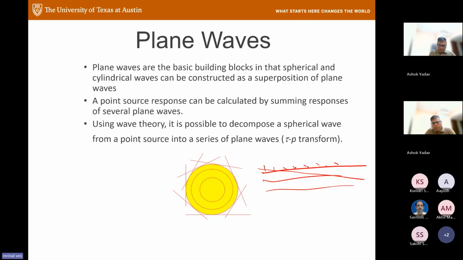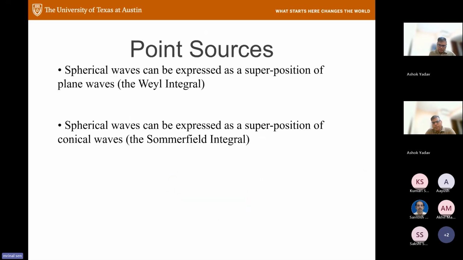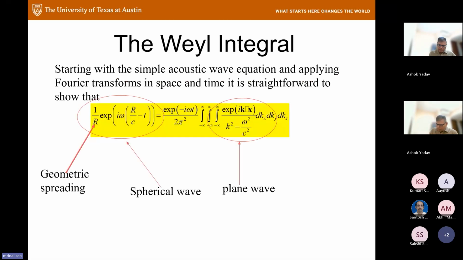But plane wave analysis seems to be quite useful because those are the basic building blocks. So can we actually take our field data or our point source data and turn those into plane waves? That is what is done using plane wave transformation. Spherical waves can be expressed as a superposition of plane waves. And so this is what I meant.